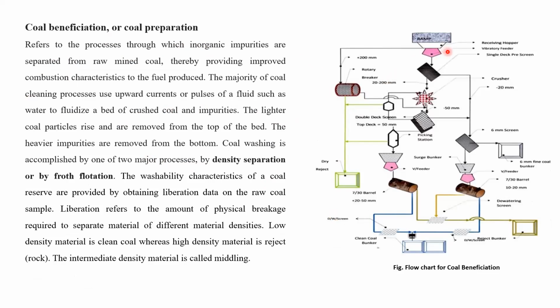This raw coal coming from the coal mines is distributed over the rotary breakers, and then you will see the crushers where grinding takes place. This is the crusher, this is the single deck screen, this is the double deck screen. Screening takes place from these various points, and then it is screened again to 6 mm, and goes to the bunker. Here also vibratory feeders are there.